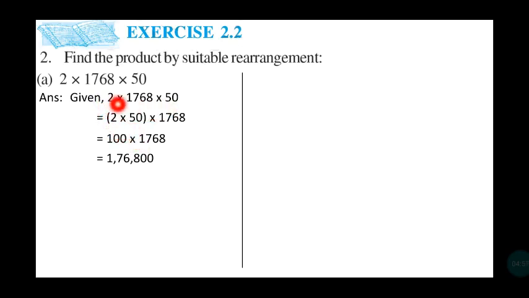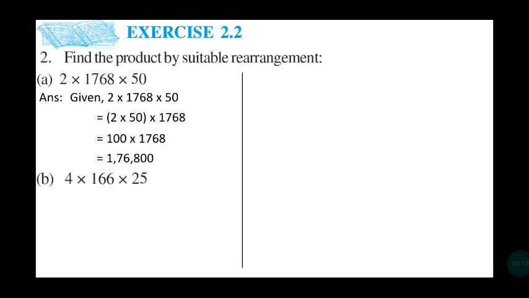So what did we do here? Rearrangement of 50 and 2. Why did we combine 50 and 2? Because it is easy to multiply these two numbers. Their answer is remembered by heart. 50 twos are 100, and multiplication of any number with 100 is easily found. Right? So here we are using rearrangement. By using rearrangement, we can easily find the answer.